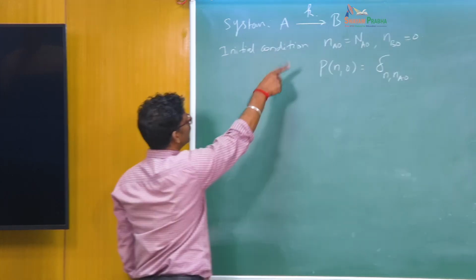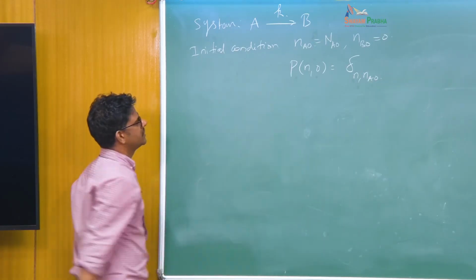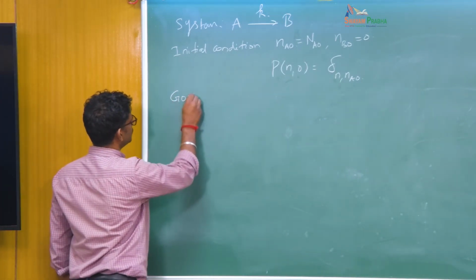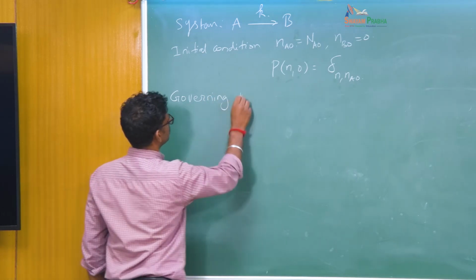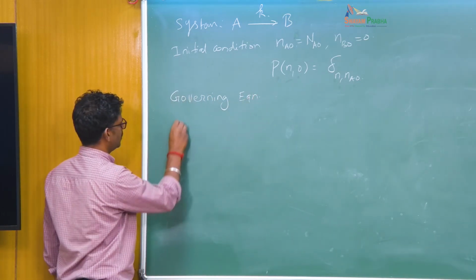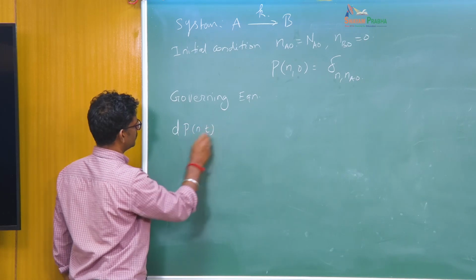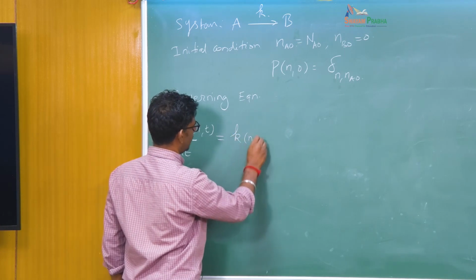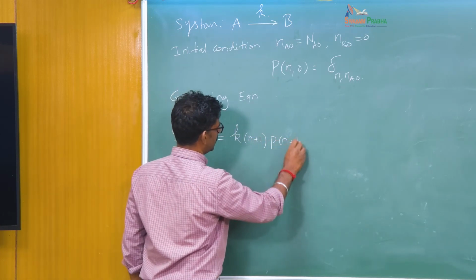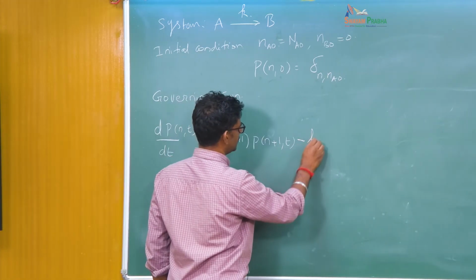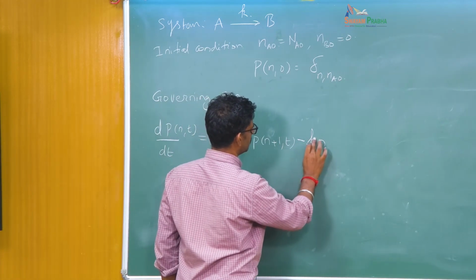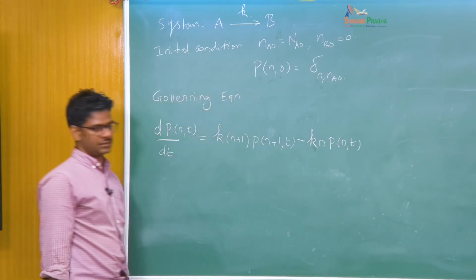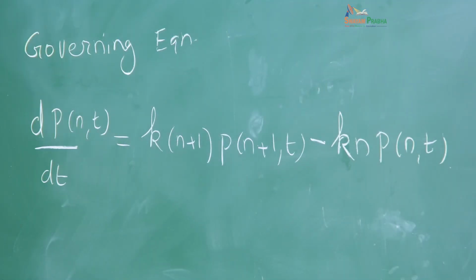So we got the rate constant, the chemical equation, and the initial conditions written in terms of probability. The governing equation is dP(n, t)/dt equals k(n+1) P(n+1, t) minus k n P(n, t). This is our master equation for this reaction.